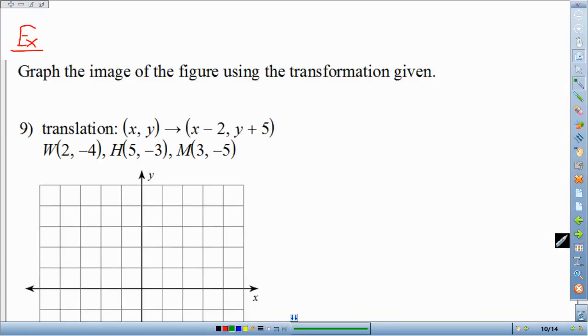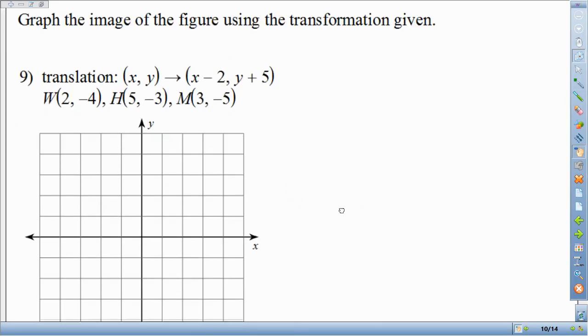All right, we're getting close to the end of this. The last thing here is basically having us do everything. They want us to put on the points of the original shape and then do a translation. All right, so let's try this out together.